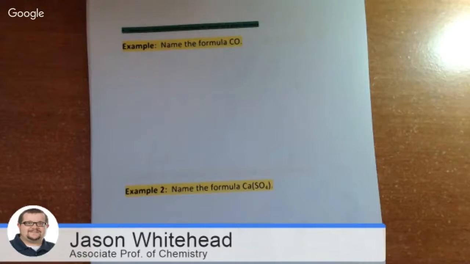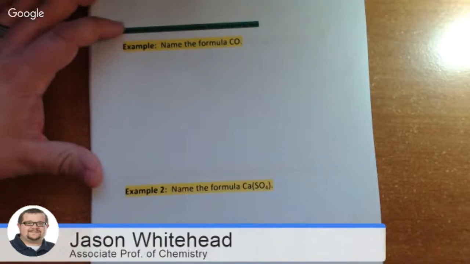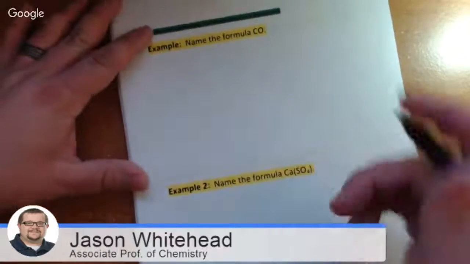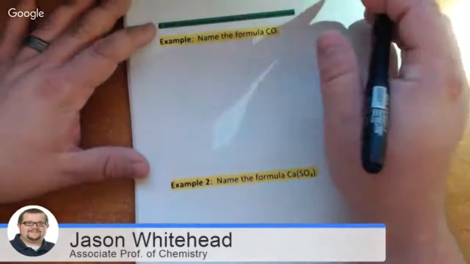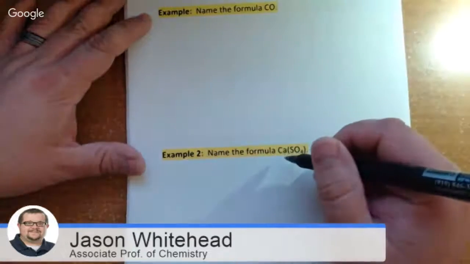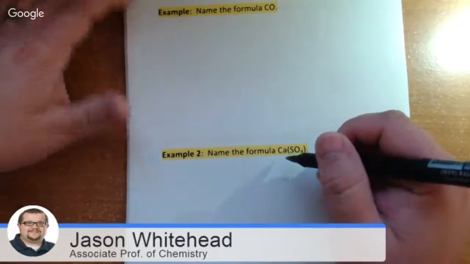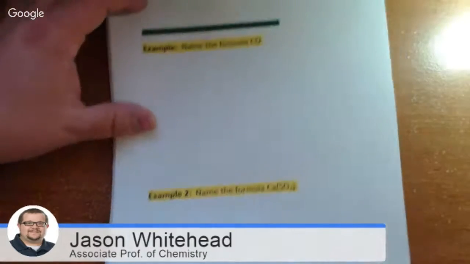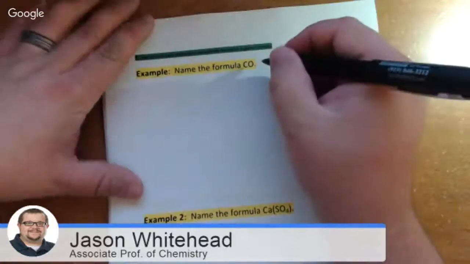Okay, I think more of what you guys came for were formulas and naming and stoichiometry and limiting reactants, and we're getting to those now. So we're really going to name one of each. We've got to name the formula CO and name the formula CaSO4. It all goes back to being able to name these as ionic or molecular to start with.